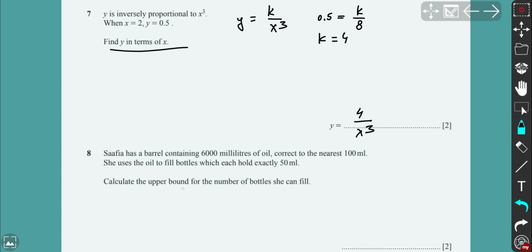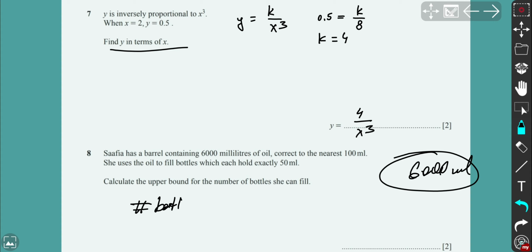Milliliters, and calculate the upper bound for the number of bottles she can fill. All right, so we have the total volume right there, and that's 6,000 milliliters, and we know that each bottle holds exactly 50. Normally, in order to find the number of bottles, we just arrange the fraction 6,000 over 50 to find the quantity. But you need the upper bound because you have some error to the nearest 100.